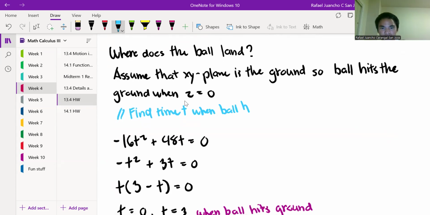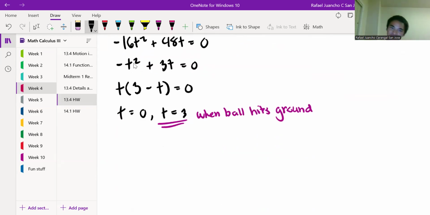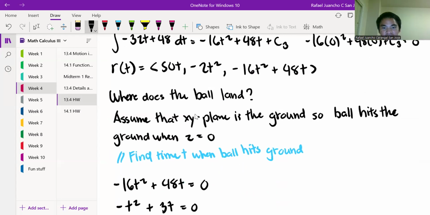When the ball hits the ground, there are only 2 times here. So we solved for it. There are only 2 times where the ball intersects the ground, whether it starts, they throw the ball, or whether it hits the ground. Okay. Now we found t of 3. Now we can actually find the exact coordinates of where the ball landed.